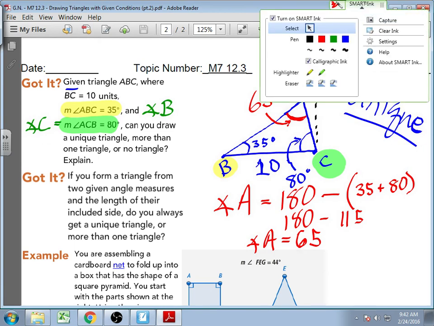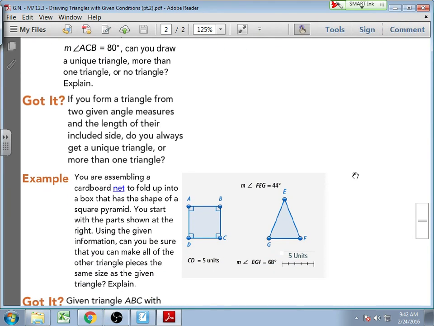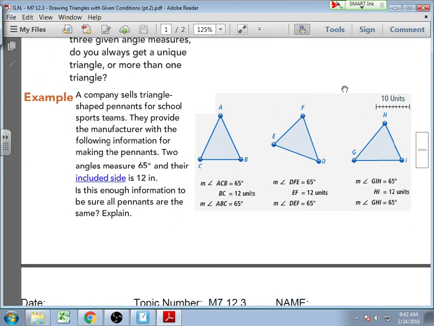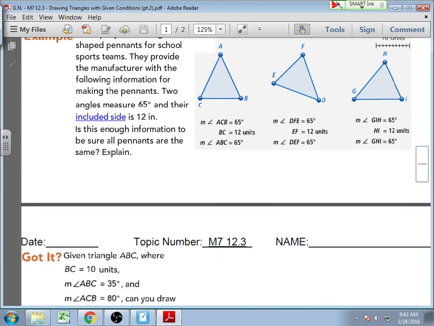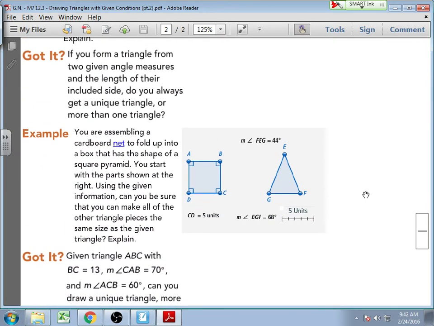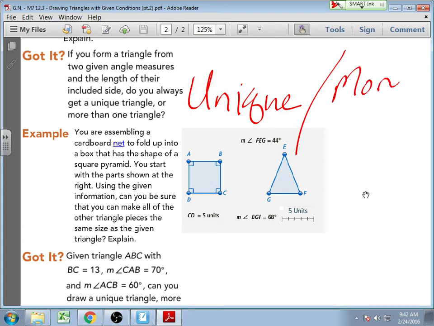Any questions before we move on? So if we form a triangle given 2 angle measures and a length of an included side, we already wrote this down, right? 2 angles and an included side. So you should already have that this is unique, but if you want to write it down again, you can. It will give you unique, only 1.